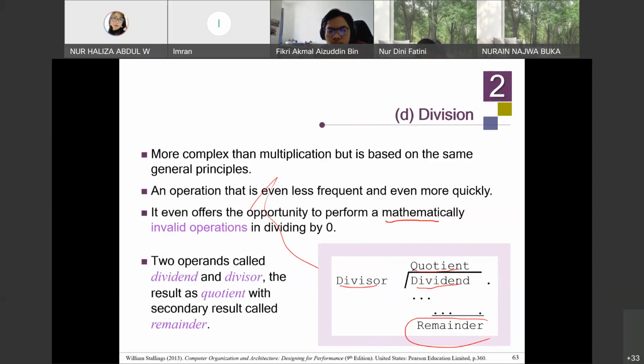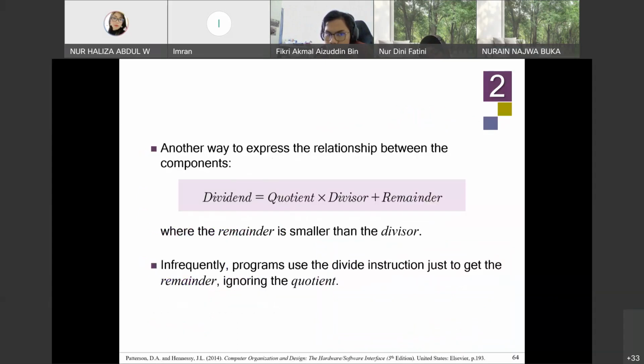Similar to multiplication, where we have the MC, MP, and product, isn't it? Similarly for this one, you need to know where the dividend is, where the divisor is, where the quotient is, and where the remainder is. Okay, this is the normal mathematical form.